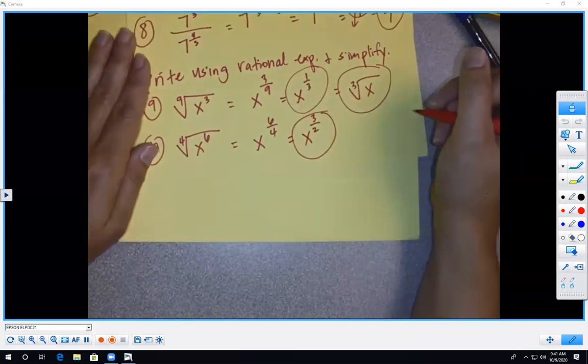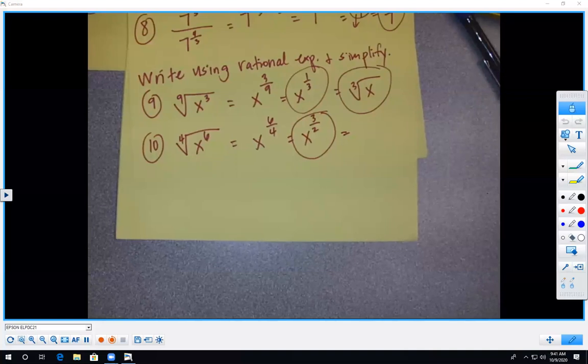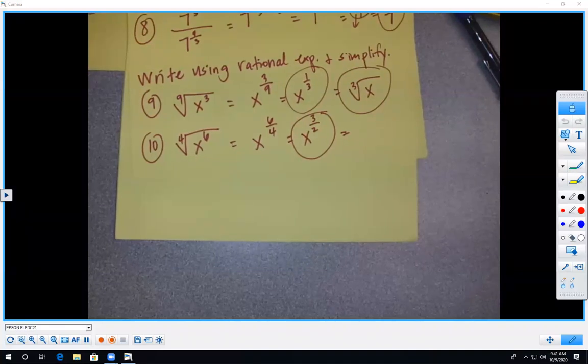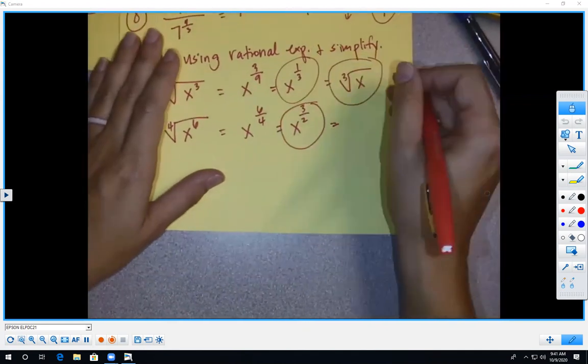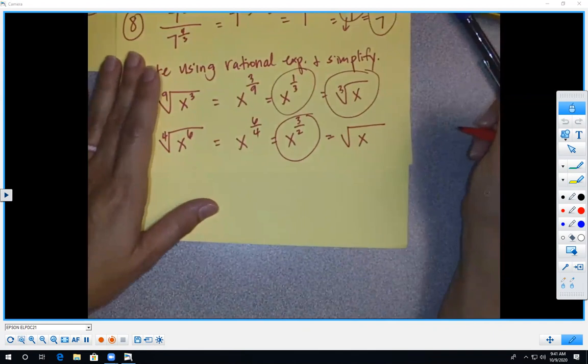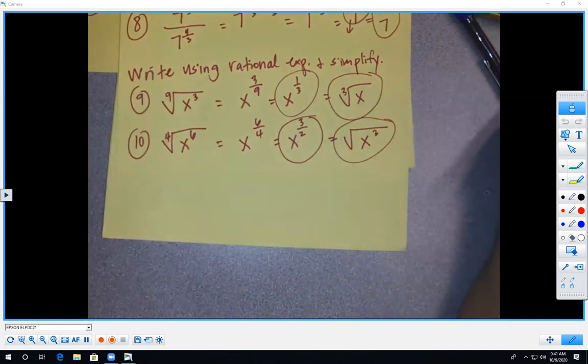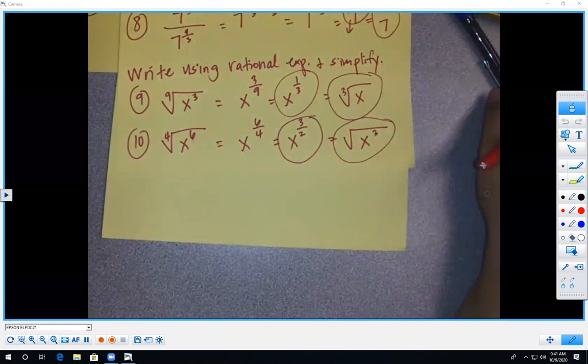You could write it like that, or if it asked you to put it back as a radical, what root am I taking here? The square root of x to, what's the power for x? 3. And that would be your answer. Questions about that?